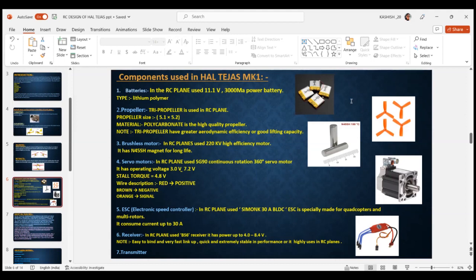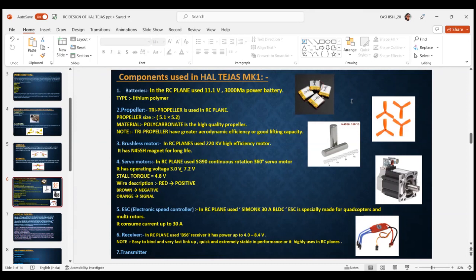Now, the next component is the brushless motor. In the RC plane, they use a 2200 kV high efficiency motor. And the N45 is a strong magnet for long life, as it's highly sustainable and highly efficient.